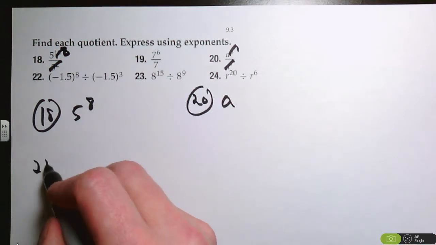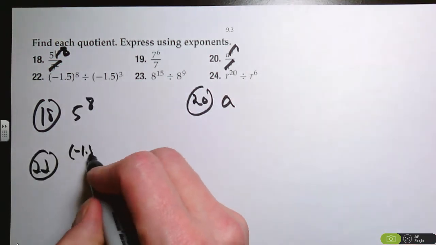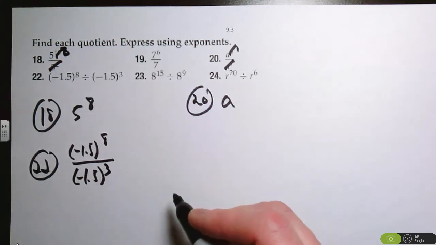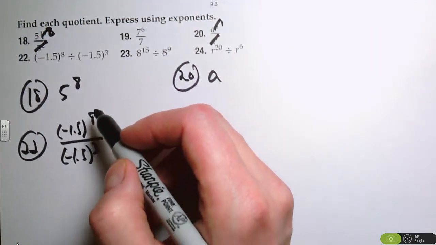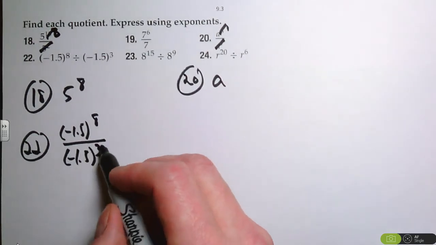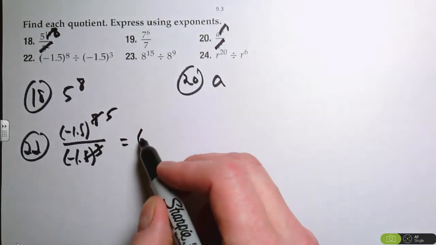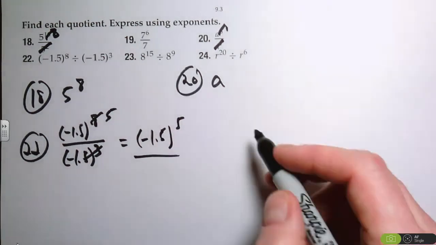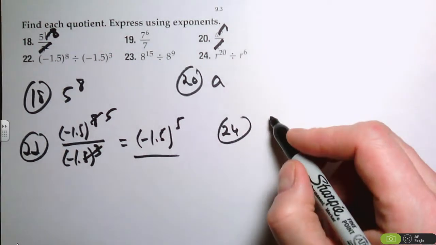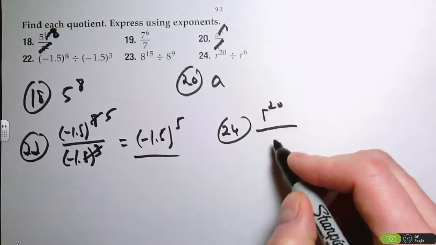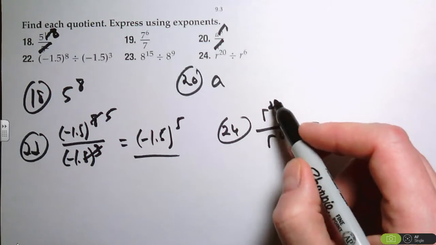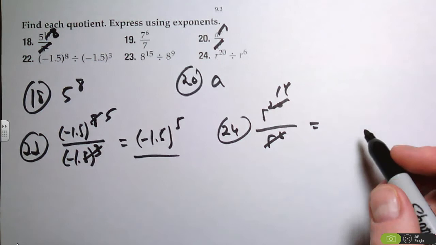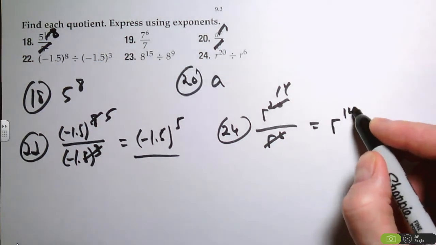Okay. 22, I've got negative 1.5 to the 8th over negative 1.5 cubed. So I've got 8 negative 1.5s on top, 3 negative 1.5s on bottom. I can cancel out 3 of each of them, which means I have 5 of them left over. And then 24, I have r to the 20th over r to the 6th. 20 r's on top, 6 r's on bottom. I'm going to cancel 6 out of each of them. That leaves 14 on top left over. So r to the 14th.